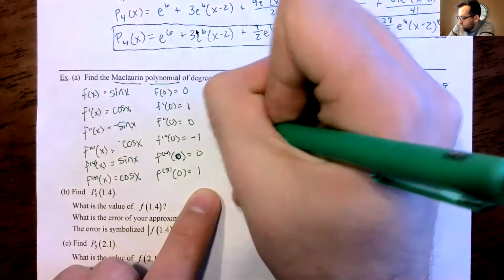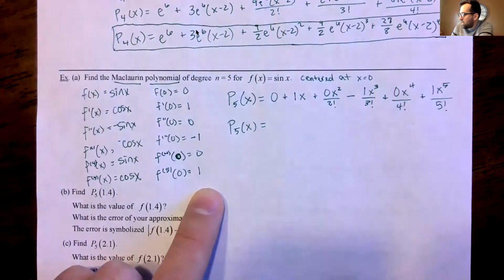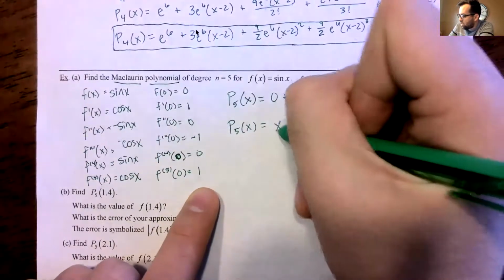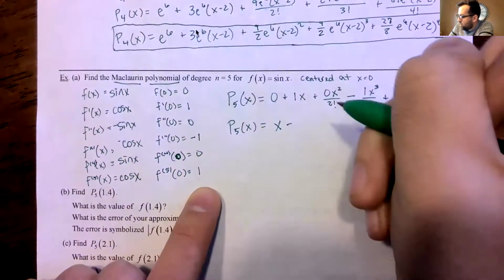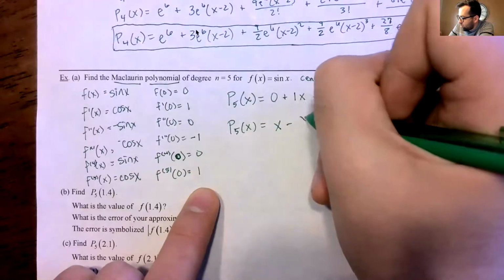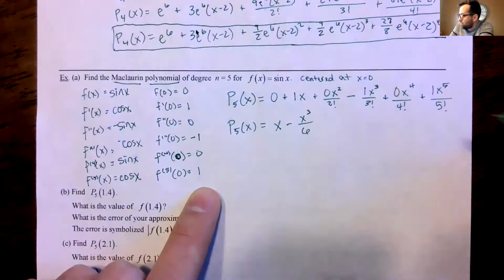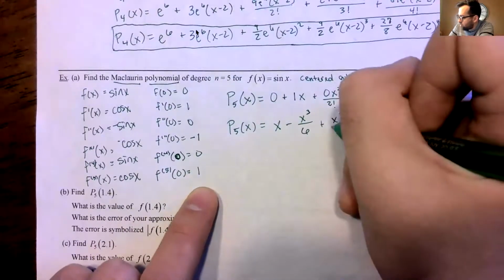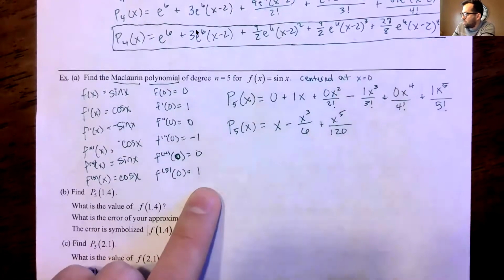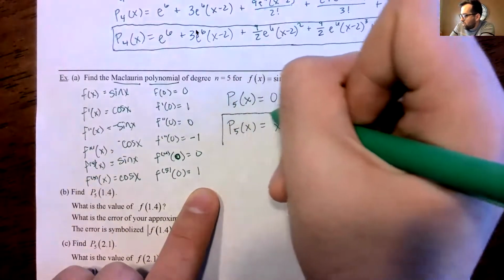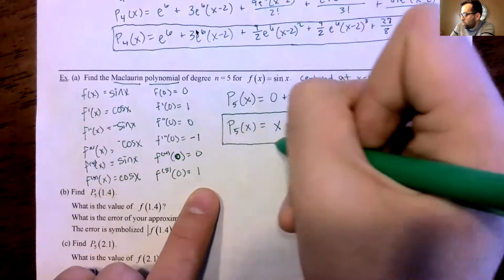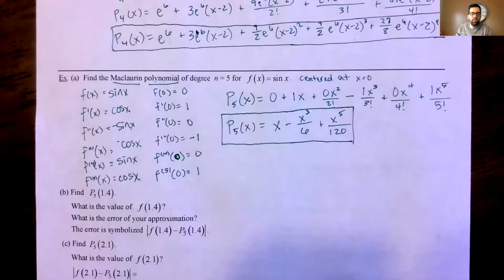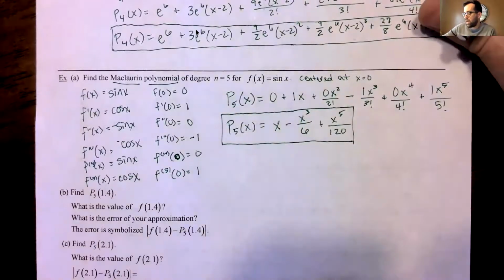And let's just kind of simplify this a little bit. We can kind of cancel out all the terms that are 0. So we'll just get x minus 1/6 x cubed, or x cubed over 6, plus x to the 5th over 5 times 4 times 3 times 2 times 1, which is 120. So that is our 5th degree Maclaurin polynomial, which is a special type of Taylor polynomial for f of x equals sine of x. All right, there you go. Very nice. So we're going to use that now in parts B and C.